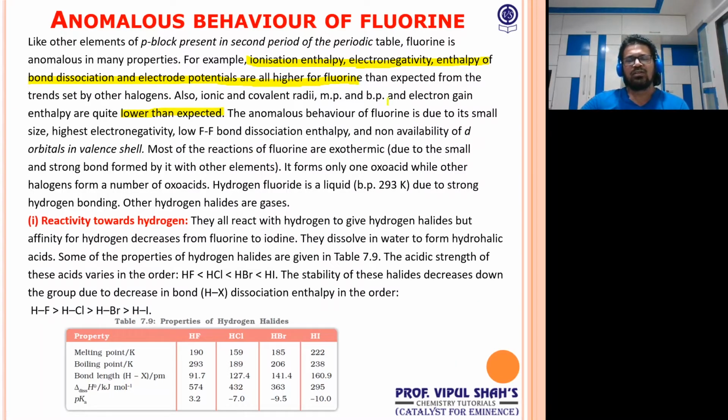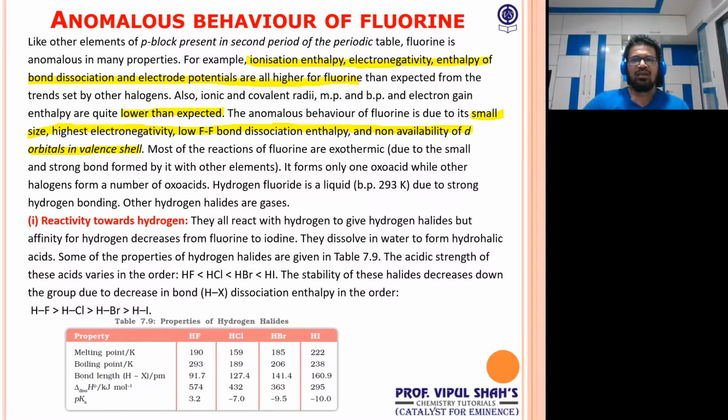And the reason for it is, why does fluorine show these exceptions? Because of its small size, highest electronegativity, low F-F bond dissociation enthalpy, and non-availability of vacant d orbitals. You have 4 points, always remember. Strongest oxidizing agent, most electronegative element in the entire periodic table, low F-F bond dissociation enthalpy, and no vacant d orbital. That's why we call fluorine a super halogen.